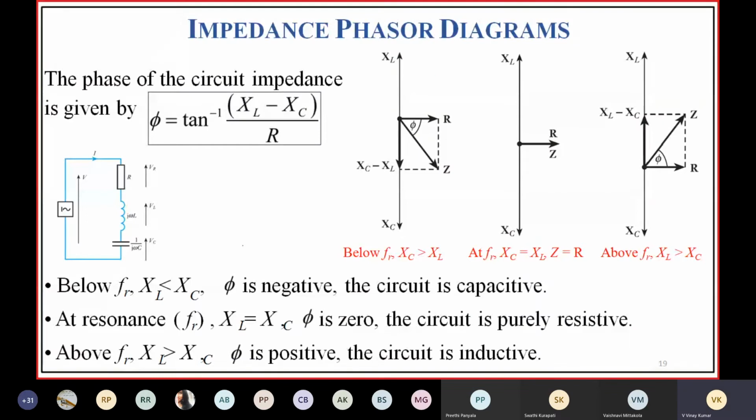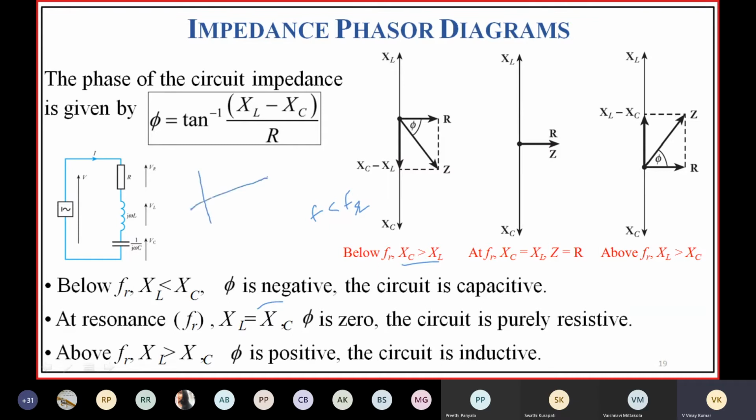So yes. Below FR, XL is less than XC, so phi is negative. Below FR means F is less than FR, and XC is greater than XL. This is important. Then you're going to have a phasor diagram like this. You can draw the phasor diagram, right?